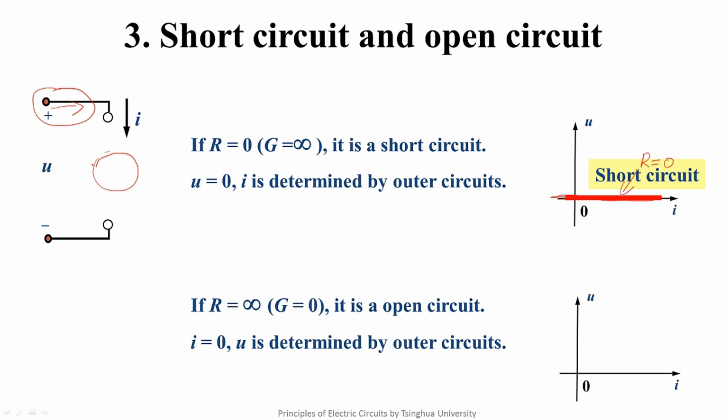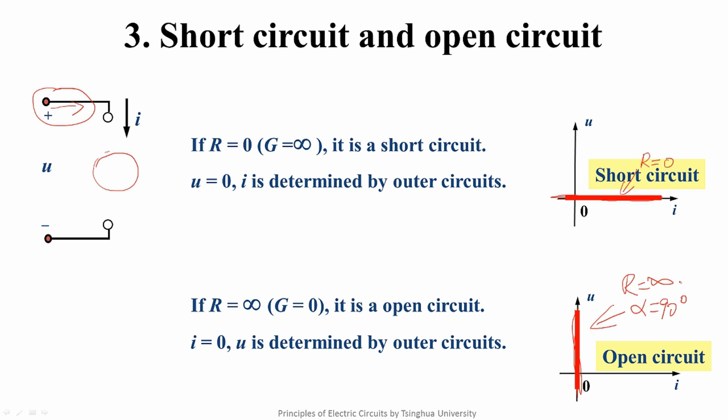So you can imagine what kind of characteristic curve it should be in the UI plane. Yes, the current is 0, but the voltage can be any value, so it must be drawn along the vertical axis. As we learned just now, the characteristic curve of the resistance has two limit points. Which limit point is associated with this curve? Right. It's the same as alpha equal to 90 degrees when R tends to be infinity.